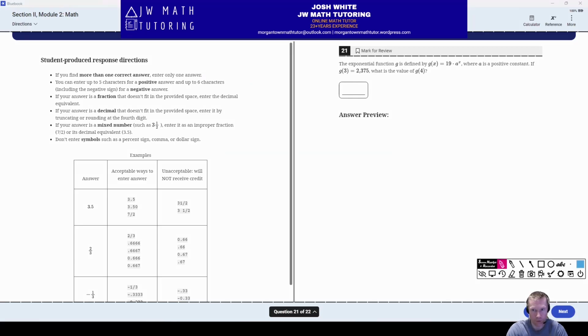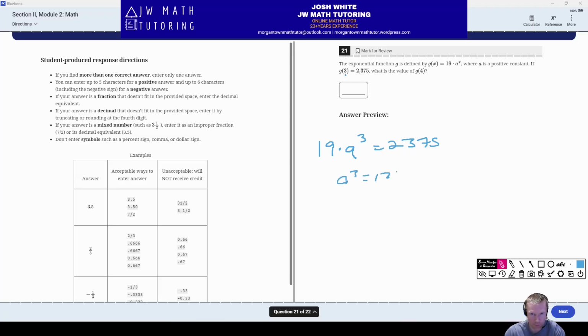All right, so for this one, there are multiple ways to do this. First way is by hand. Second way I'll show you by the calculator. If you want to do it by hand, basically what you're going to do is, we're going to say 19 times a to the third equals 2375. Just plugging in for x, this 3 value, plugging in for y, this 2375.